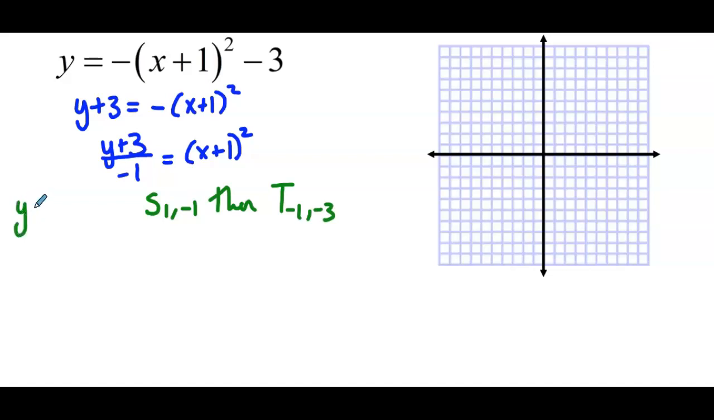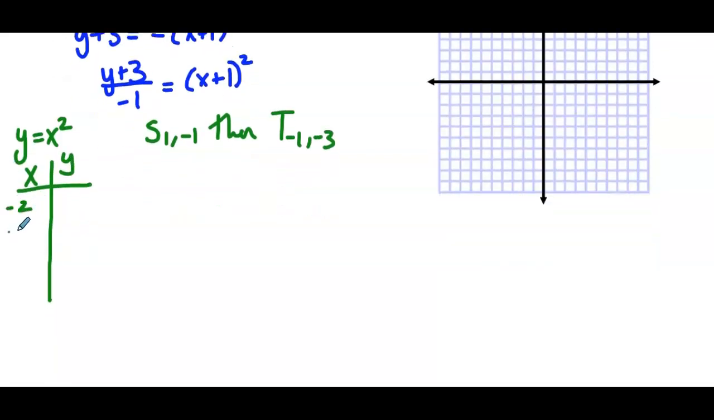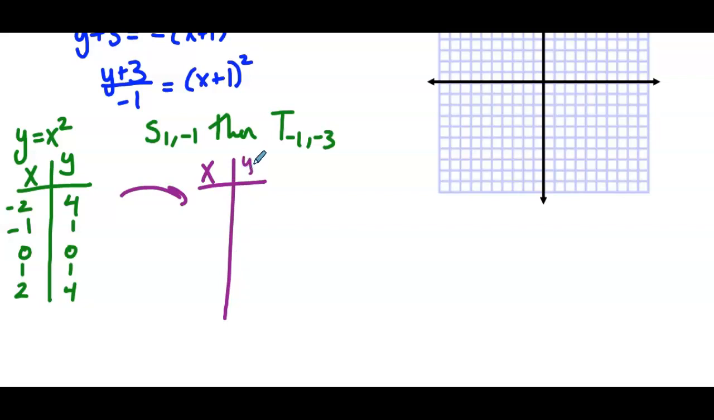So we'll start with the parent function table of values. Giving myself a little more room: x: -2, -1, 0, 1, 2, and y: 4, 1, 0, 1, 4. So first we'll apply that scaling. We'll apply the scaling of (1, -1), so we're going to multiply every x by 1 and every y by -1. So that's (-2, -4), (-1, -1), (0, 0), (1, -1), (2, -4).